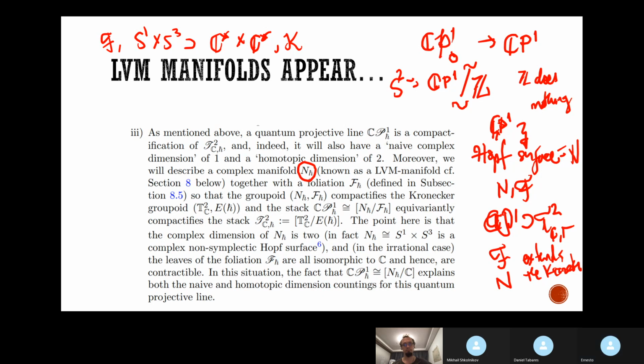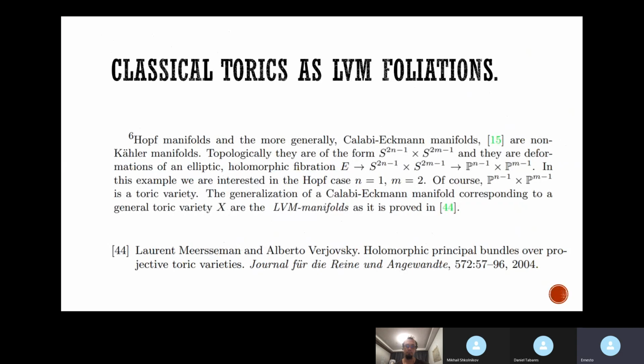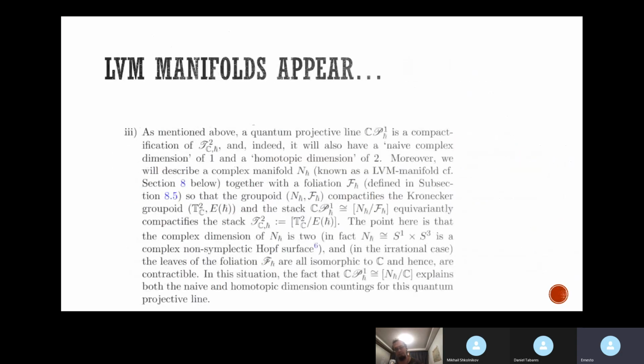Let me just go a little further down and mention that for the toric manifold Pn minus 1 cross Pm minus 1, there is the analogous story, and it was discovered by Calabi and Eckmann. And here in the P1 case, that is very archetypical.